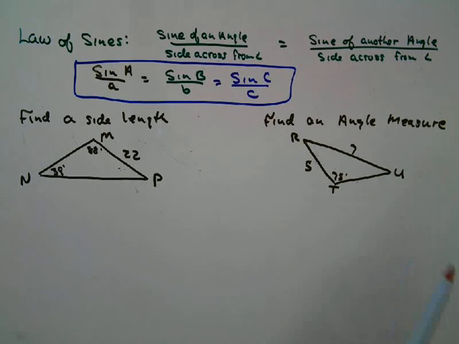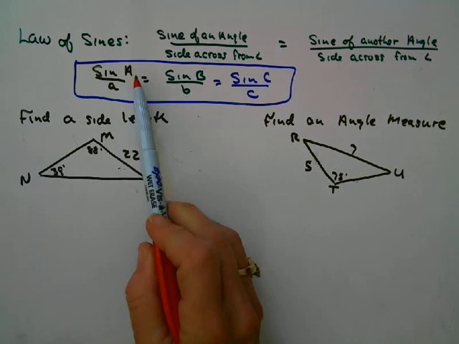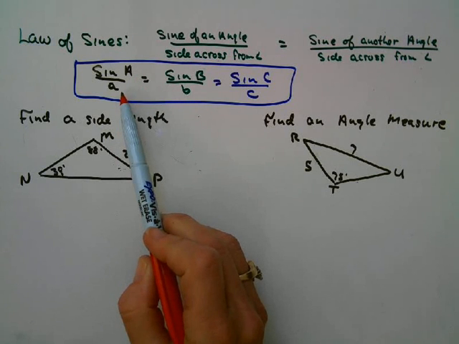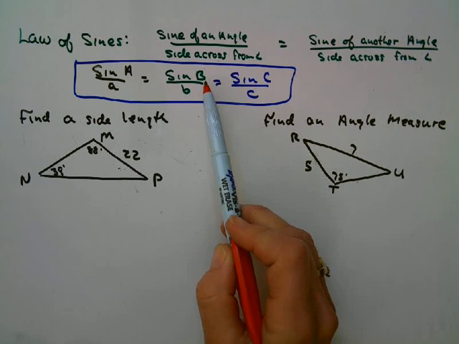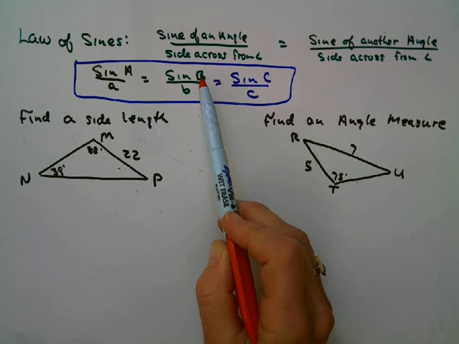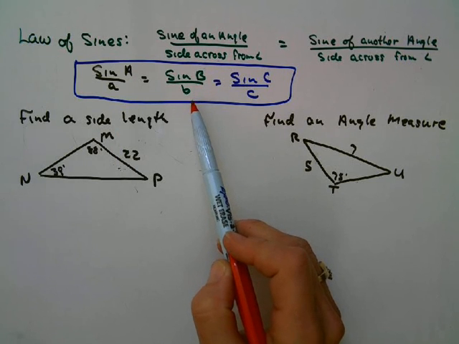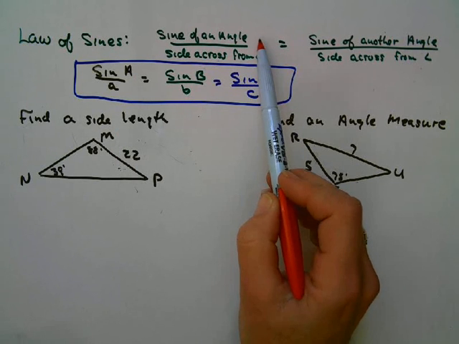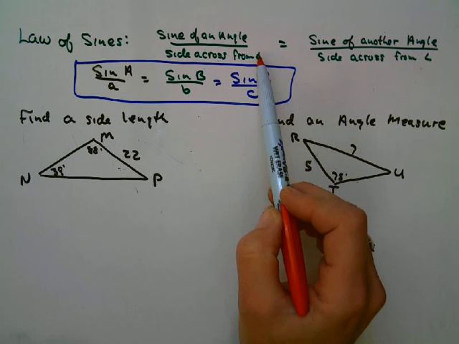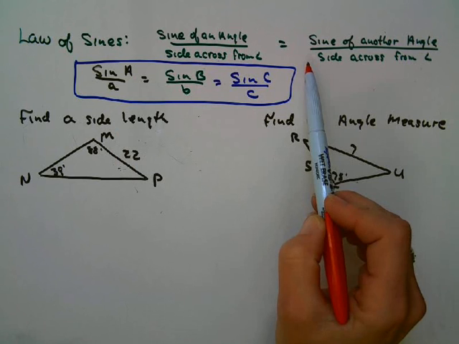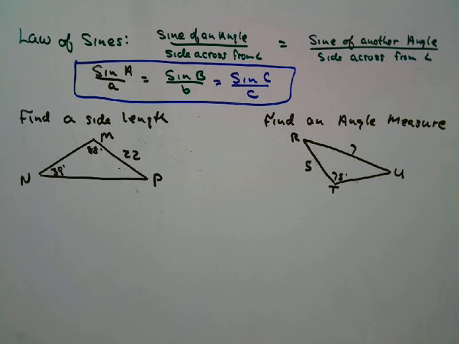That's what we're going to be using today. You will see it written like this. The sine of A over A, meaning the angle over the side across from it, equals the sine of B over B. The angle always goes in where the sine is, and the side across from it. And C over C, it doesn't matter which angle and which side. So in words, the sine of an angle over the side across from it equals the sine of any other angle over the side across from it.